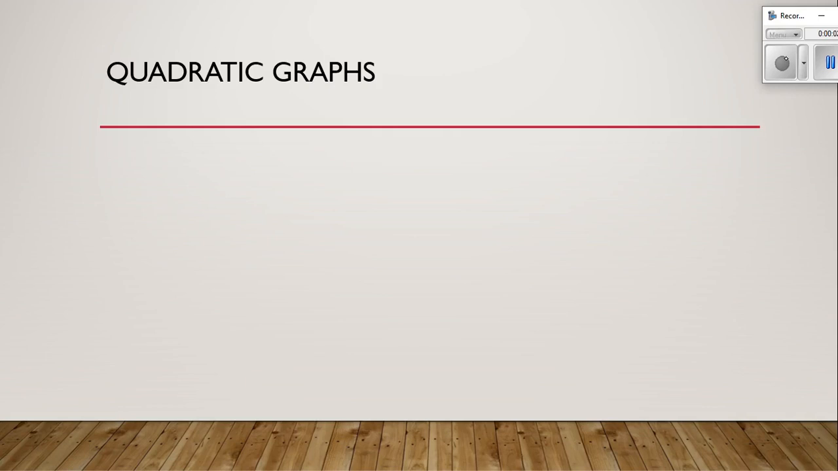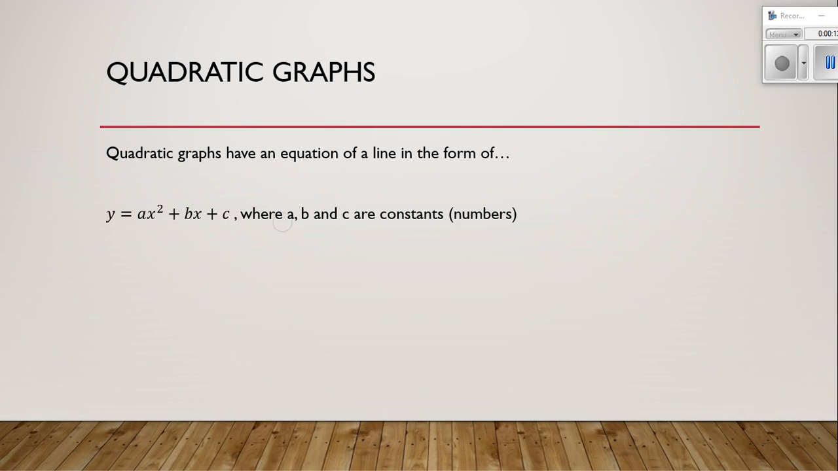So today we're going to look at quadratic graphs. Quadratic graphs have an index on our x term, so we have to have an x squared term there. We have it in the general form of y equals ax squared plus bx plus c, where a, b, and c are just constants.